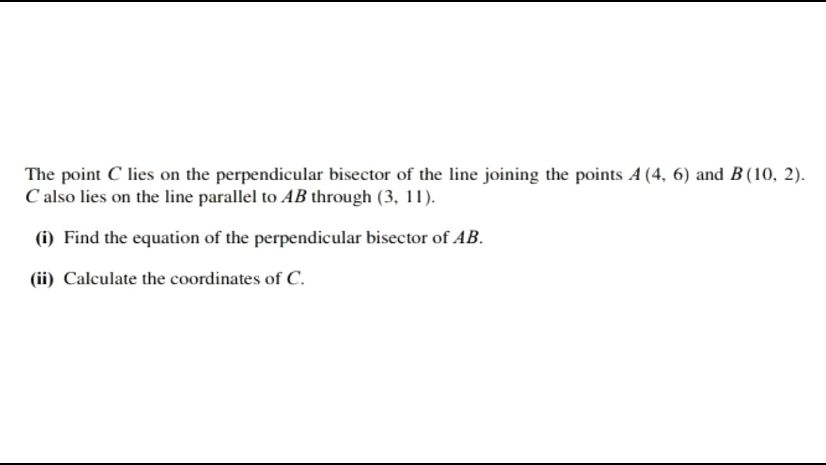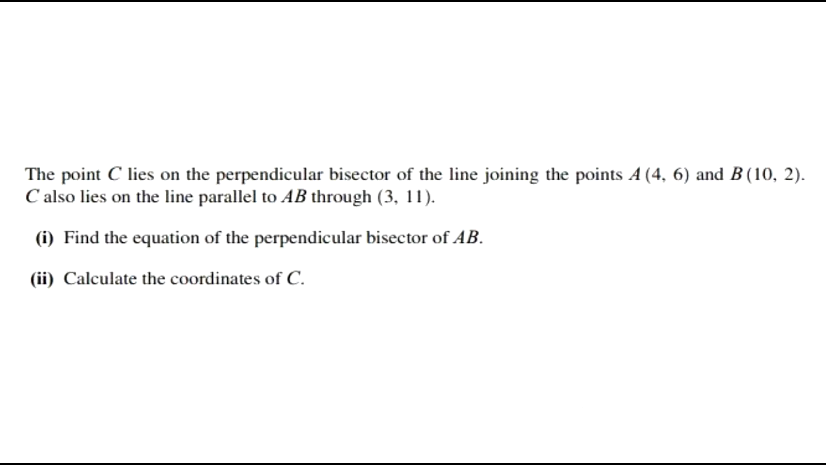We'll see some examples for this topic. The point C lies on the perpendicular bisector of the line joining the points A, 4, 6 and B, 10, 2. C also lies on the line parallel to AB through 3, 11. First question, find the equation of the perpendicular bisector of AB.